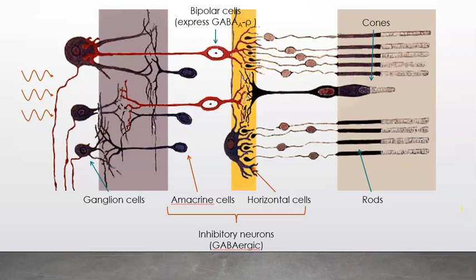So our GABA A alpha rho receptors are on these bipolar cells. They are getting information from those horizontal cells, also from the amacrine cells. You can see here they're also getting information from the cones and rods. All very exciting.